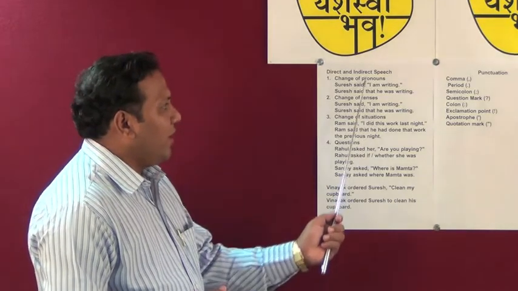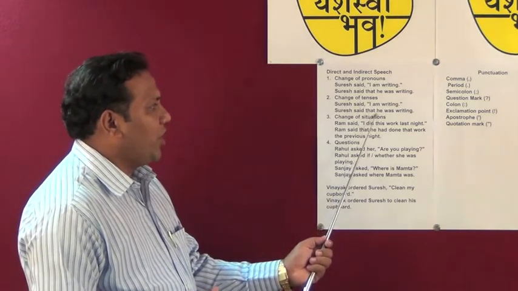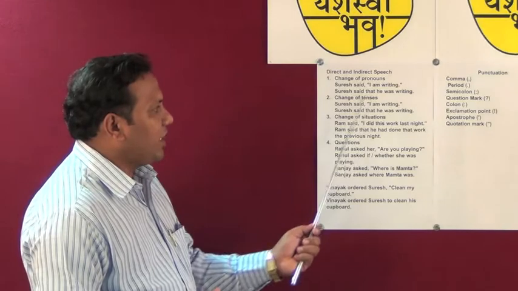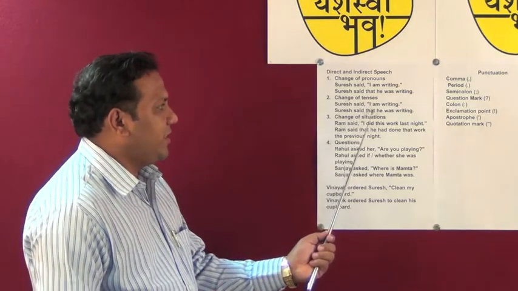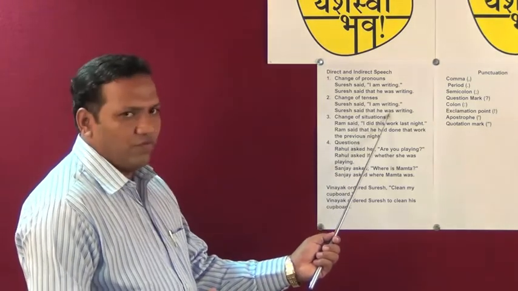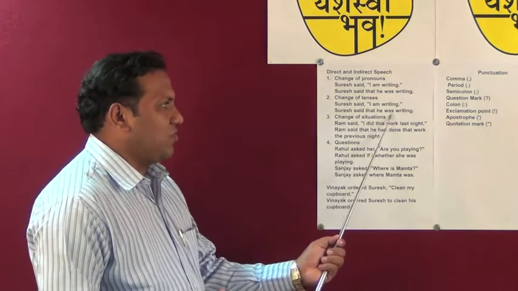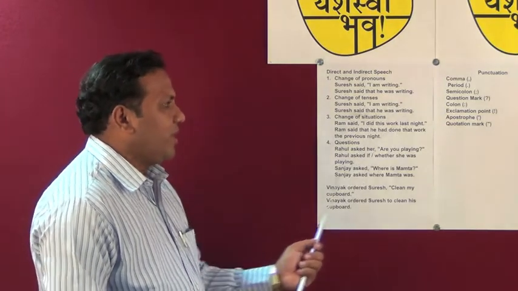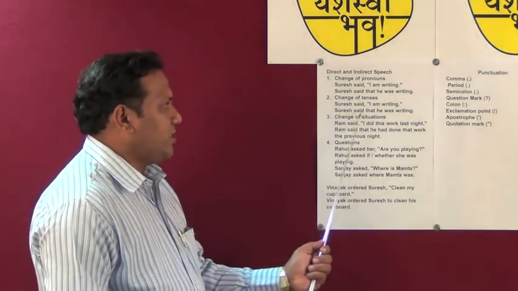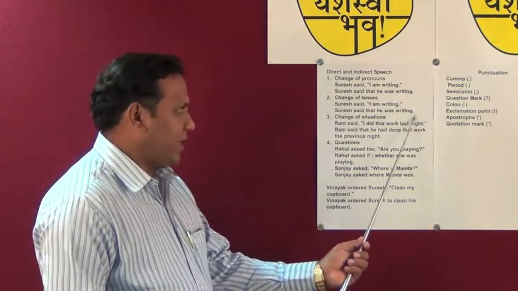And then in the first rule we changed the pronoun I into he. Now the second rule, we have changed the tense. Here "am" changes into "was", because "he" always carries "was", and "writing" remains the same. And the answer comes: Suresh said that he was writing.